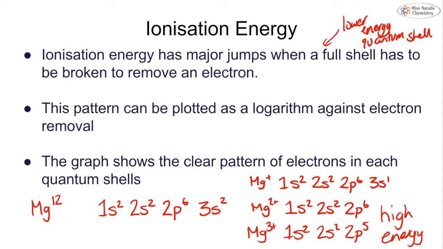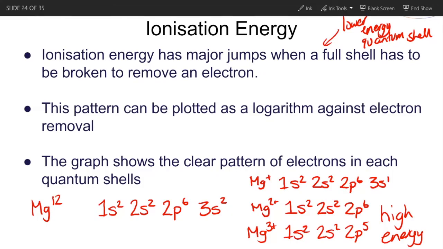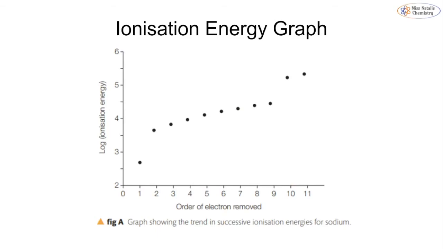And we can actually show this pattern using a logarithmic scale against the electron removal, and we can start to see a clear pattern. So when we're looking at sodium, we know back from GCSE that sodium was 281, or if we're looking at A level, it's 1s2, 2s2, 2p6, 3s1. So the energy in order to remove the first electron, which is the 3s, is quite small. And then we get this large jump because now we're having to remove from the 2p.